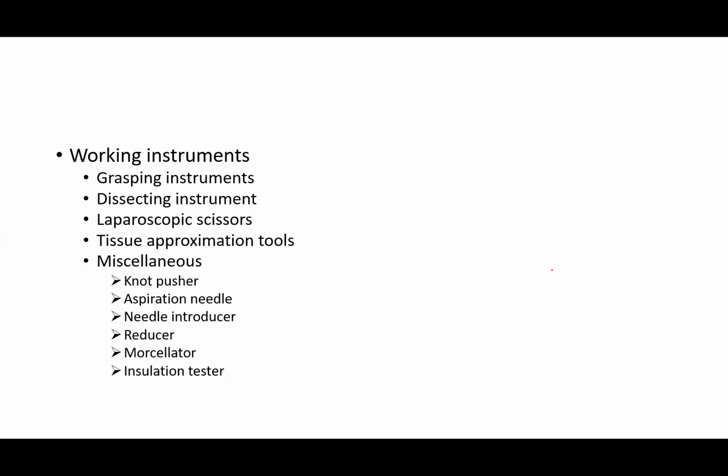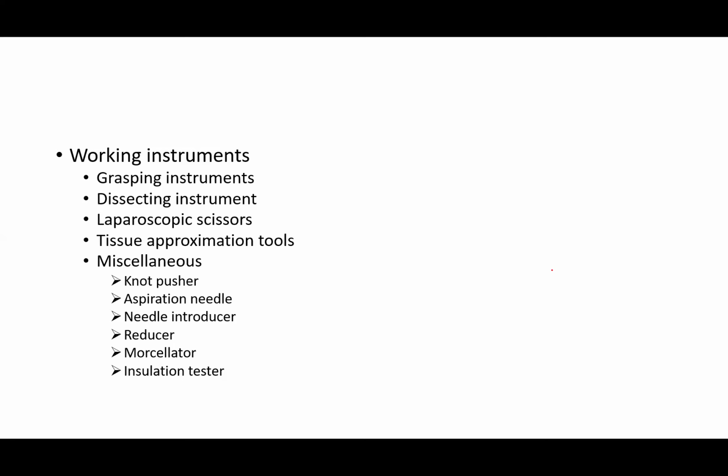Then there are tissue approximation tools, like the needle holder, for applying sutures. There is also the clip applicator. Then there are some miscellaneous instruments like the knot pusher. Use it when you form an extracorporeal knot. Extracorporeal means the knot is formed outside the cavity, and you now use a knot pusher to push the knot into the peritoneal cavity and form a tie there.